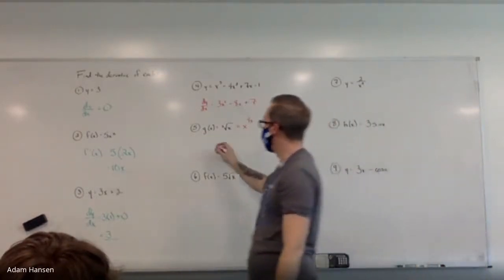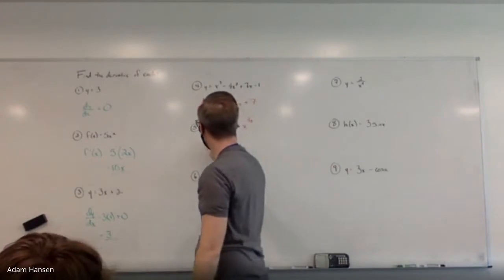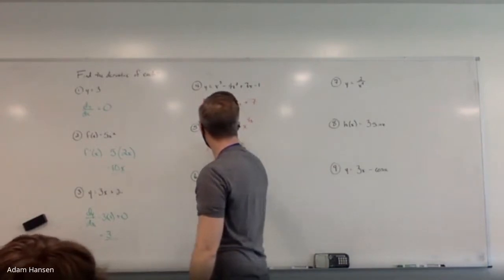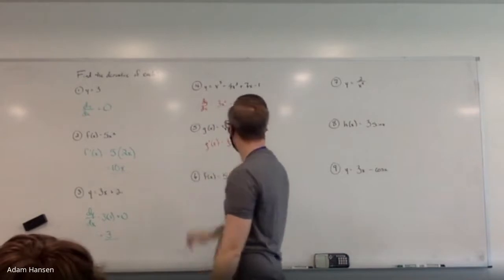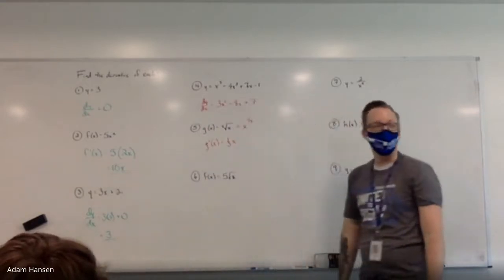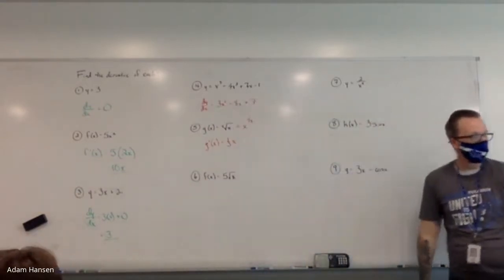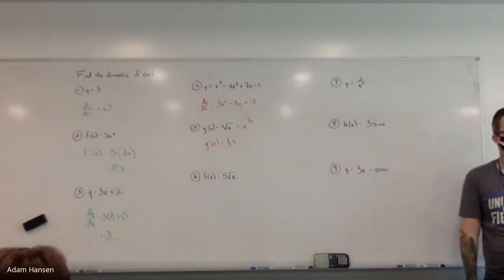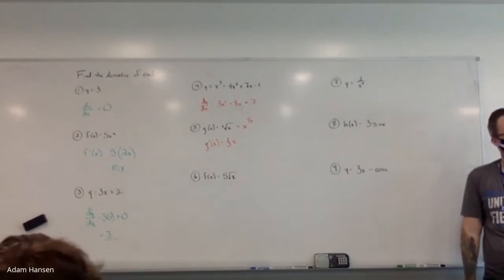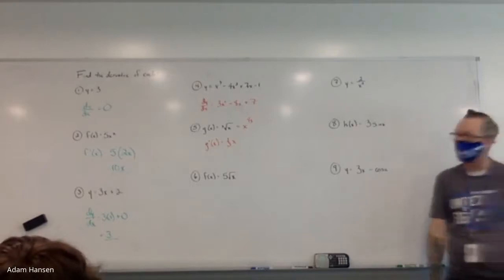So g prime of x, once I actually do the derivative, is going to be 1/3 times x to what new exponent? What's 1 less than 1/3? One minus, I'm sorry, 1/3 minus 1. Negative 2/3.